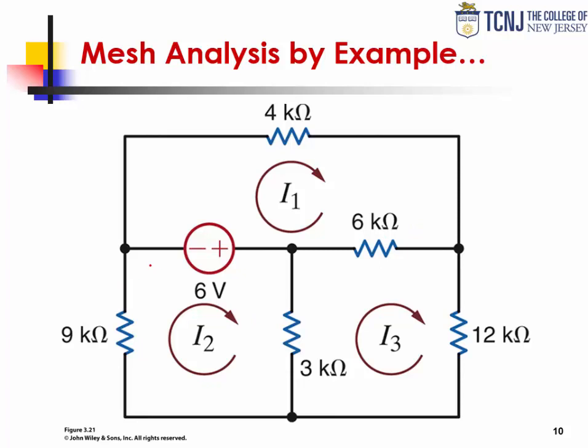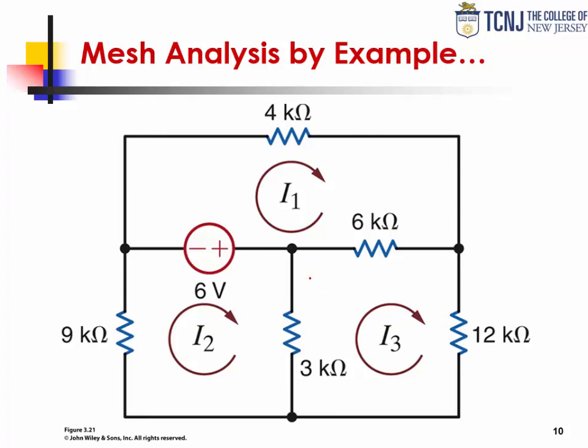Let's start here. So again, I encounter the negative sign first, so I'm going to write that one as minus 6 volts plus 3K times what quantity? I2 minus I3, which is going in the opposite direction, plus 9K times I2 equals 0. So we equate everything to 0 to start, because remember that we are using Kirchhoff's voltage law that says that the sum of the voltages around a loop is equal to 0.